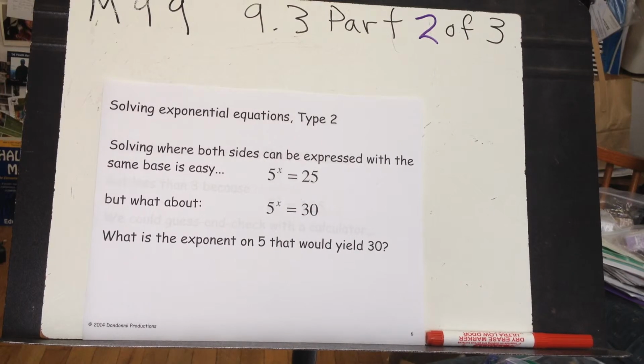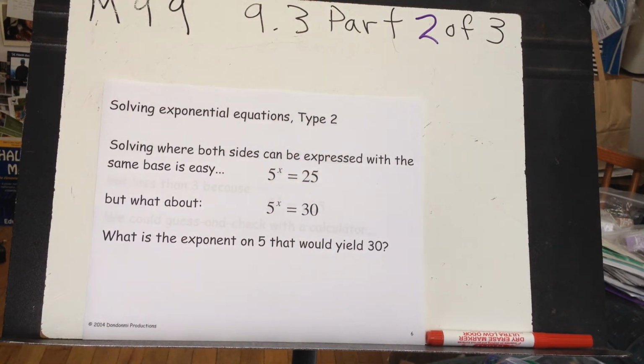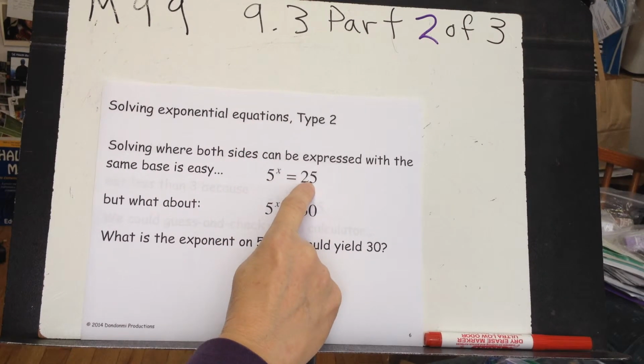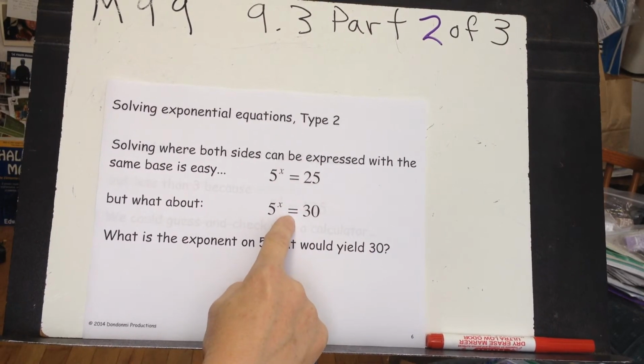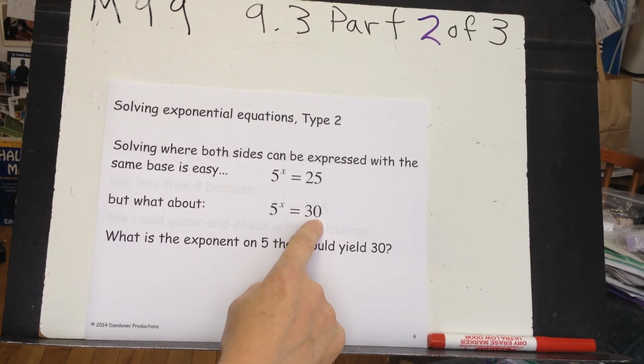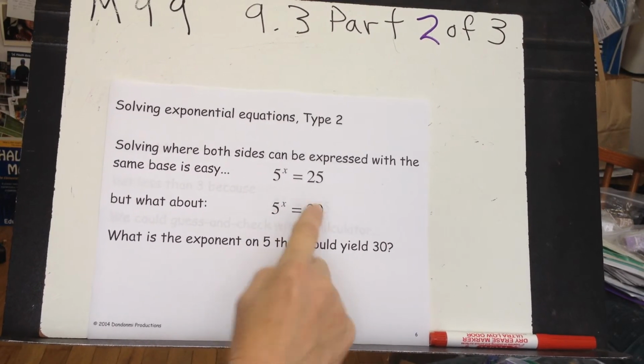Now, let's just look ahead a little bit to what we're trying to do, starting with lesson 4. We've got one more lecture in 9.3. But here's where we can do this kind of problem pretty easily with a type 1 problem. The difference between a type 1 and a type 2 problem is that you can't express both sides with the same base. But this is asking, what is the exponent on 5 that would yield 30?